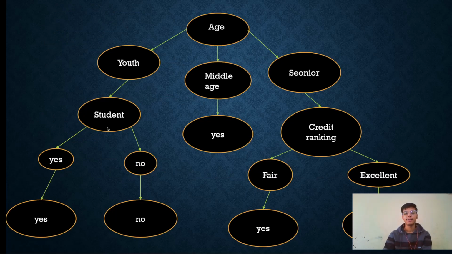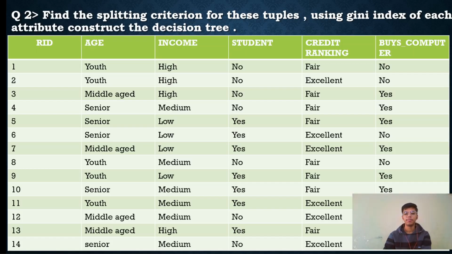Now I have made a decision tree here, where you can see that first we will see whether the customer's age is youth, middle age, or senior. If he is youth, then we will proceed further and check whether he is a student. If he is a student, then yes, he will buy it. If he is not a student, then no, he will not buy it. If it is middle age, then he will buy it. And for senior, we will check the credit rating. If he has fair credit rating, then he will buy it. Otherwise, he won't buy it.